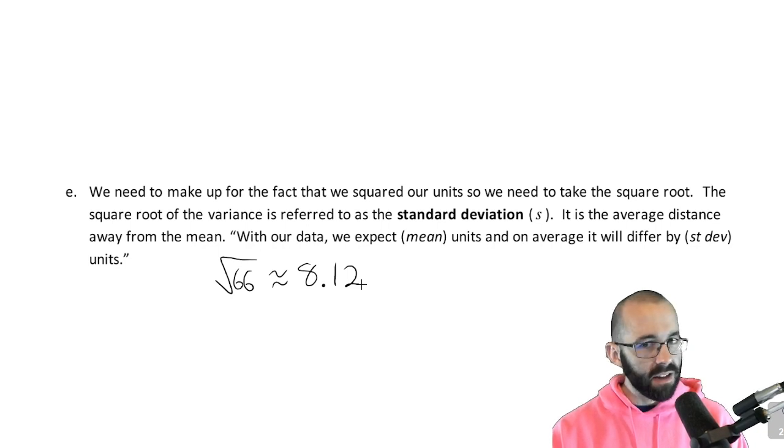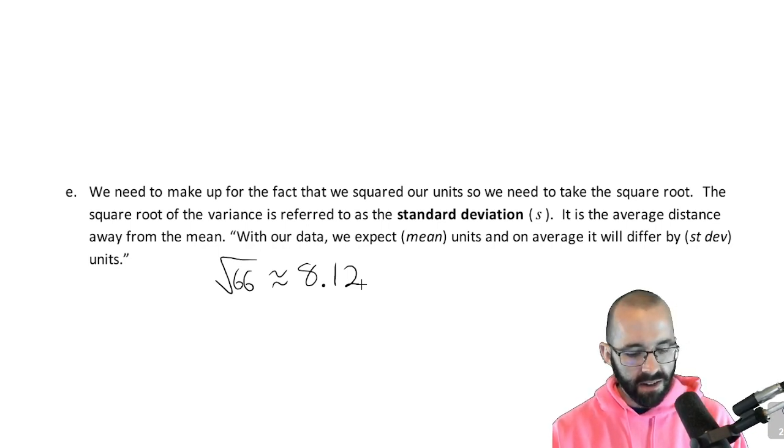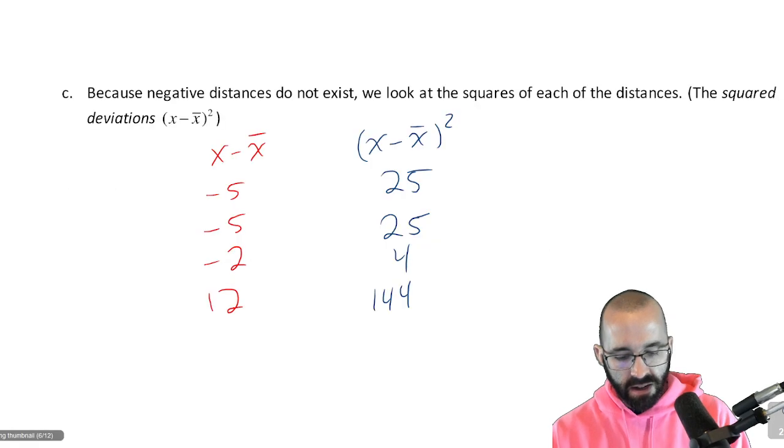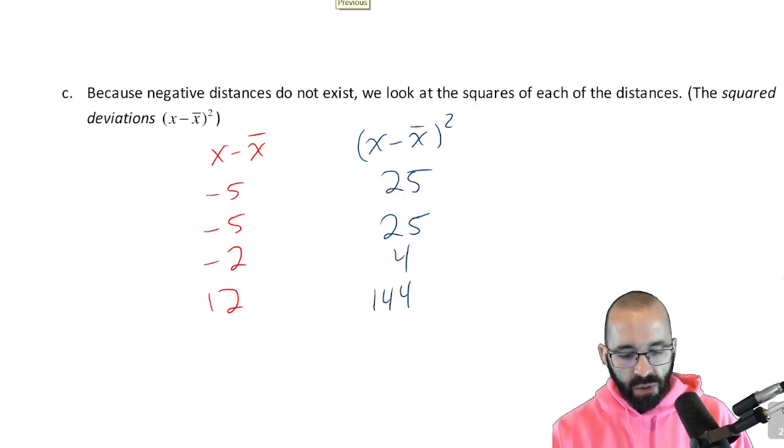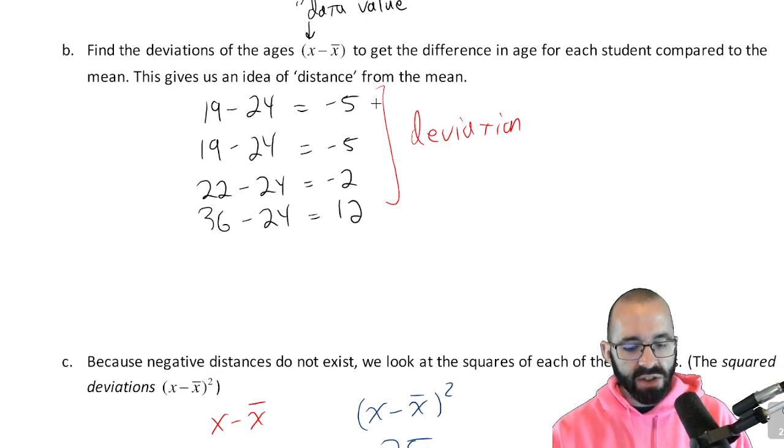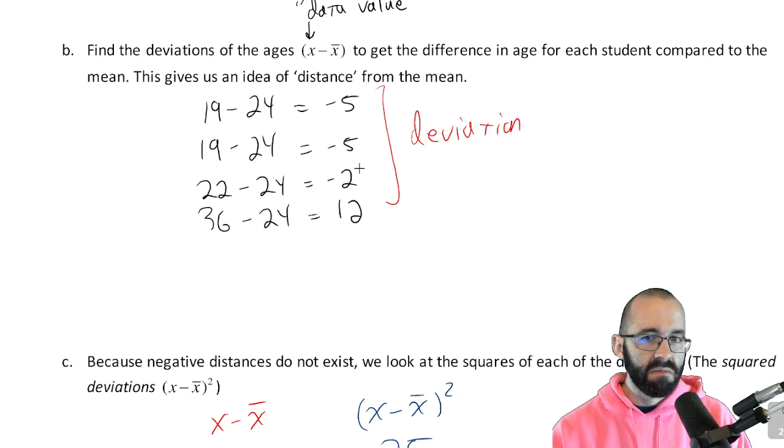And again, if we look at this, what were the distances? What were the deviations? The distances were like 5, 5, 2, and 12. The average distance being 8, a little bit bigger than we might expect. That's because we're squaring and unsquaring, basically. We can think about 8 as the average distance from the mean.